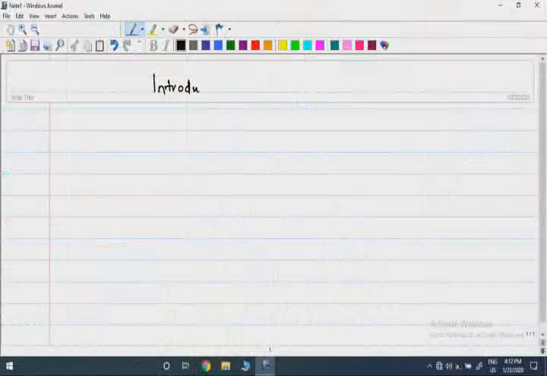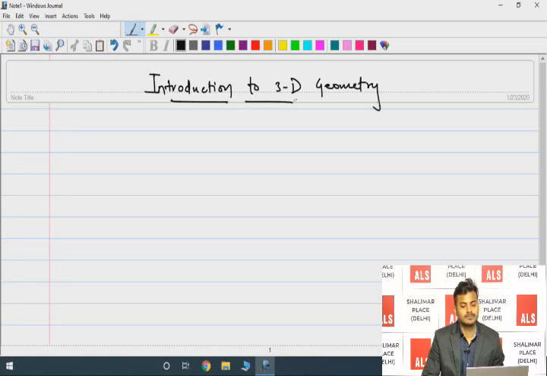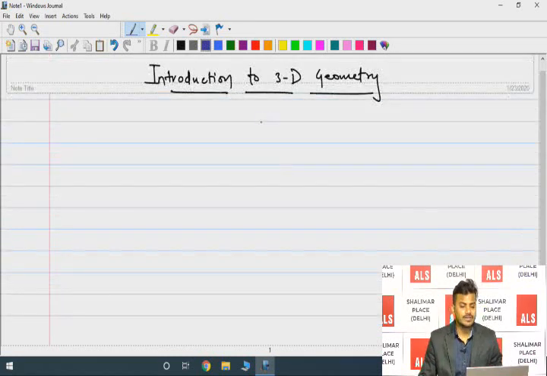Right? So now beta, we will start 3D geometry. So the next chapter is Introduction to three-dimensional geometry, 3D geometry. Okay. So like 2D has XY coordinates, there will be XYZ coordinates.